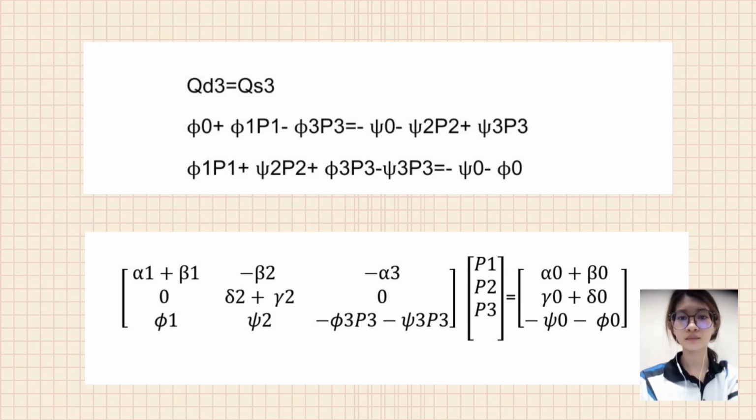In matrix form, we got alpha 1 plus beta 1, minus beta 2, minus alpha 3. And then 0, delta plus gamma 2, 0. And then phi 1, phi 2, minus phi 3 P3. Multiplied by P1, P2, and P3 equals alpha 0 plus delta 0, gamma 0 plus delta 0, and then negative phi 0 minus phi 0. And that is the answer for question A2.